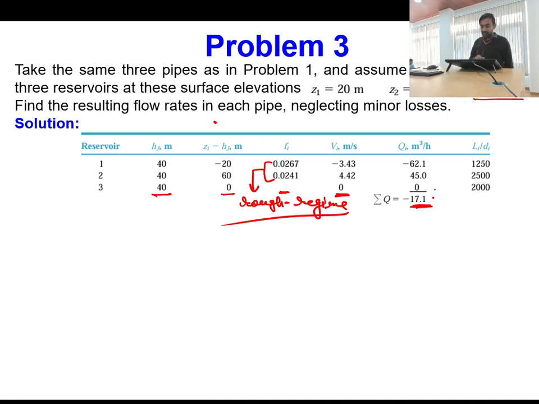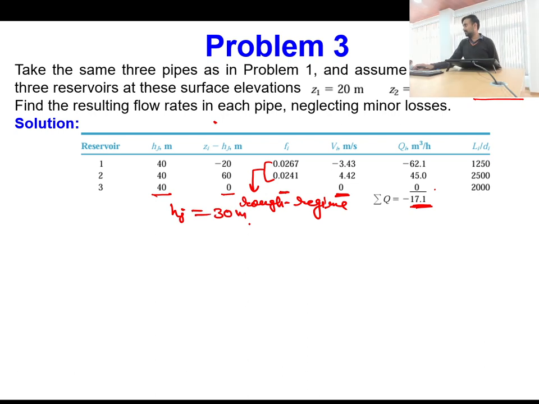Because this condition is not being satisfied, I will make another guess. Of course, if your Q value is coming negative, then you have to decrease your Hj value, and if Q value is coming positive, then you have to increase your Hj value. Here, because my Q value is coming negative, I need to decrease the Hj. So if I decrease Hj to 30 meters, let's see what happens.